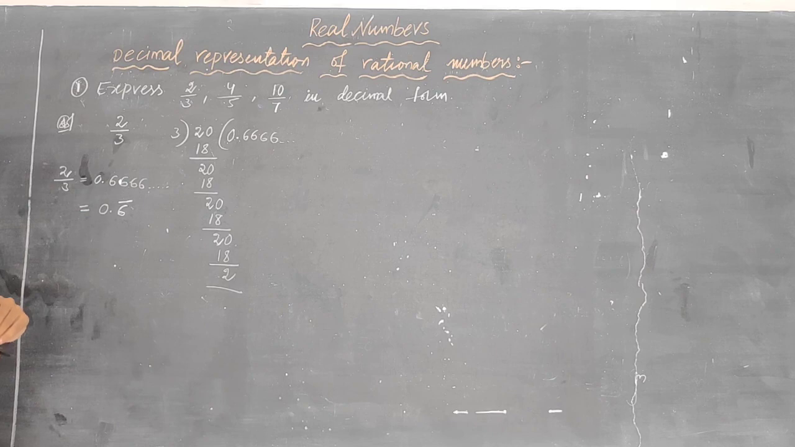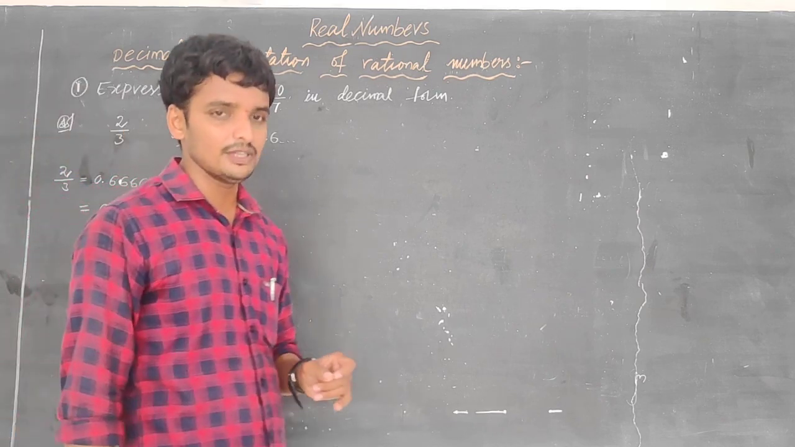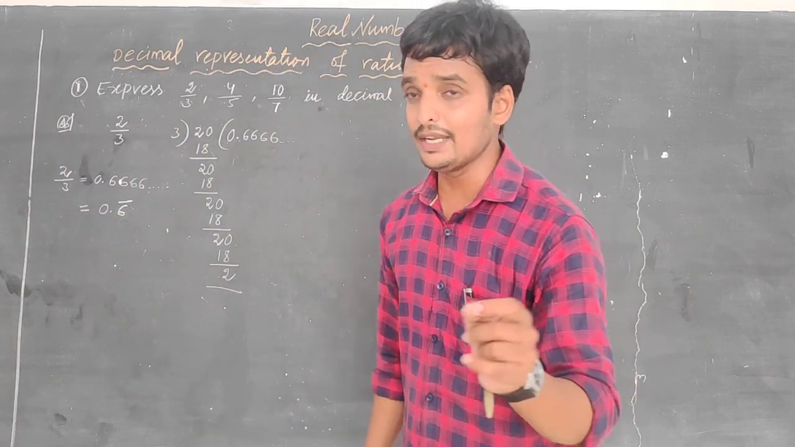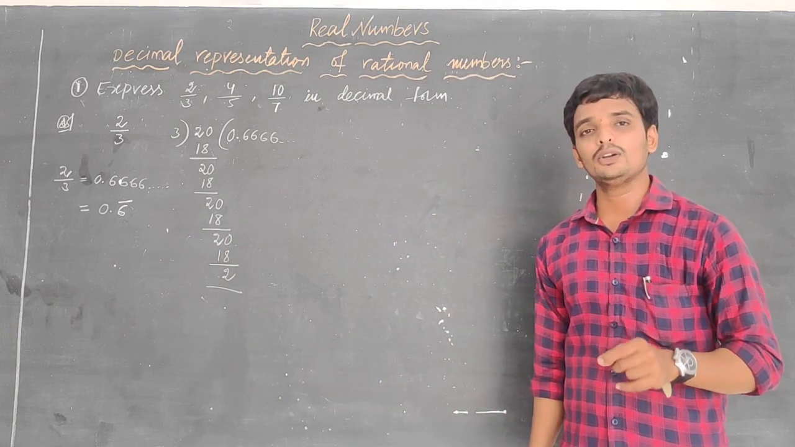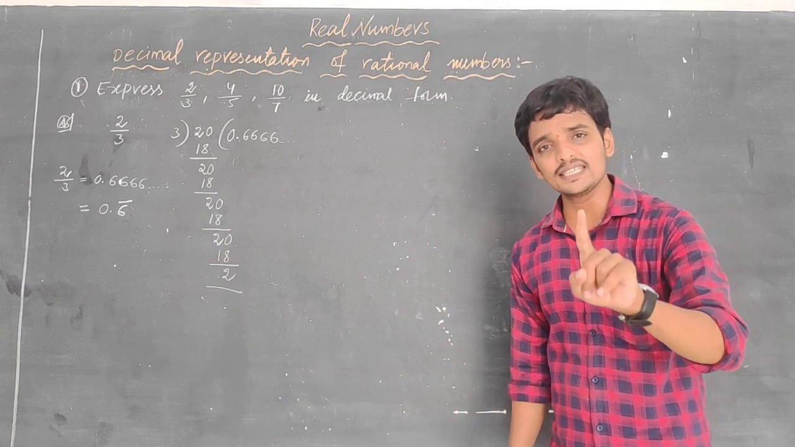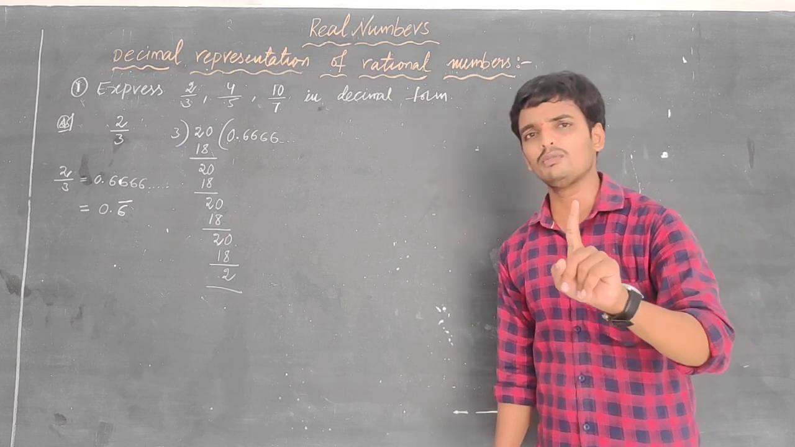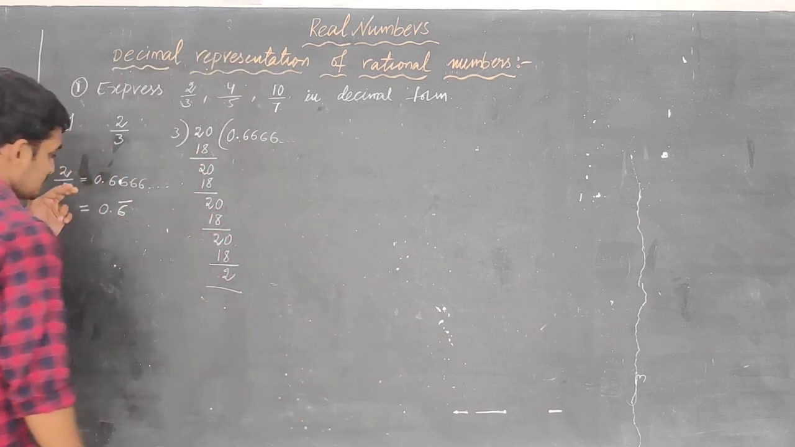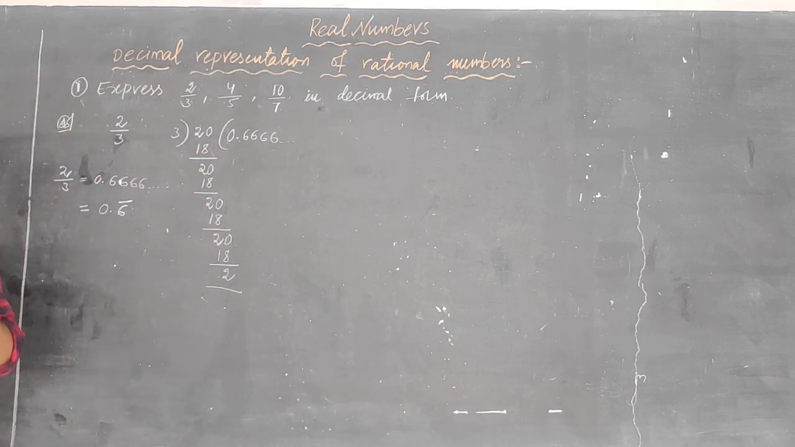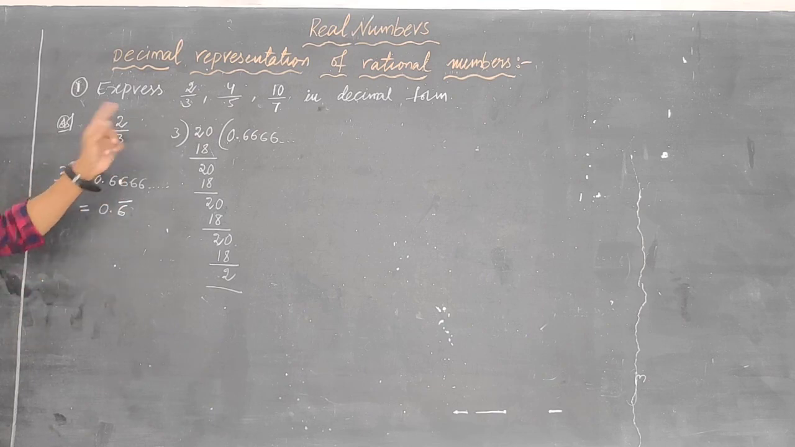What is the periodicity here? Periodicity means how many digits are repeating in the decimal part. Only one is repeating. What is that? 6 is repeating. How many digits are there? Only one digit, that is 6. So here the period is 6, and the periodicity is 1.